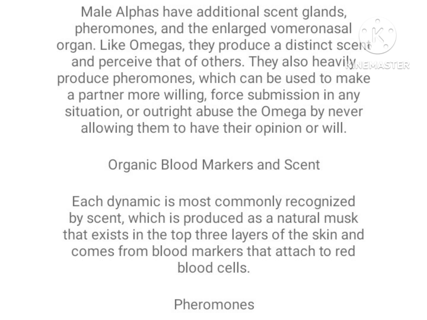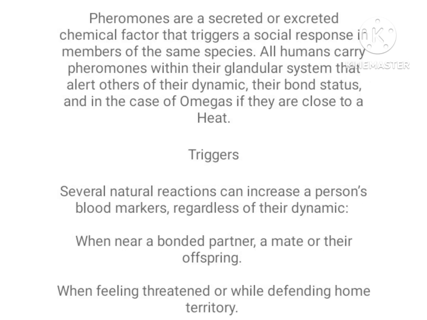Organic blood markers and scent. Each dynamic is most commonly recognized by scent, which is produced as a natural musk that exists in the top 3 layers of the skin and comes from blood markers that attach to red blood cells. Pheromones. Pheromones are secreted or excreted chemical factors that trigger a social response in members of the same species. All humans carry pheromones within their glandular system that alert others of their dynamic, their bond status, and in the case of omegas if they are close to a heat.